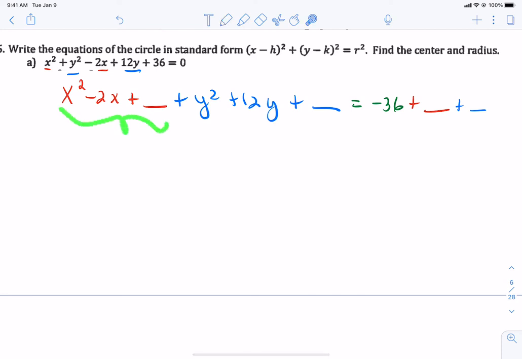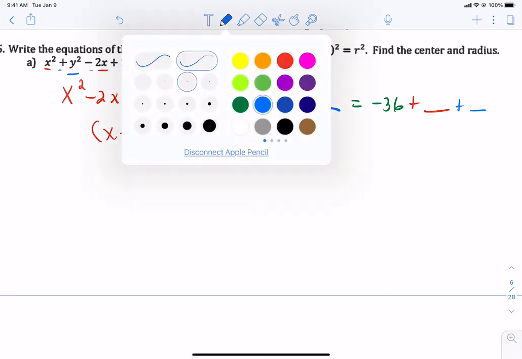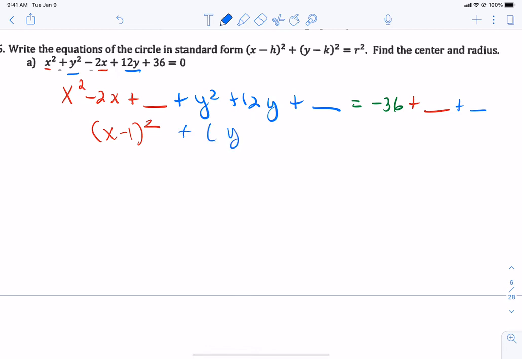These, I'm going to complete the square to make this. Now, it's always going to be x minus half of that. So I already know it's going to be x minus 1 and half of that. It's always going to be that. Okay, so let's say that again. Whatever is on the x, this is always going to be half of that. So half of -2 is -1. Half of +12 is +6. Look how much I already have.